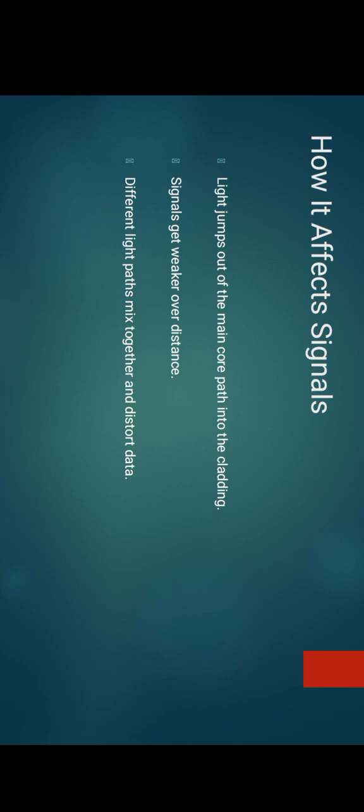How it affects signals? First one, light jumps out of the main core path into the cladding. Second, signals get weaker over distance. That is, for more distance, the signals may be weaker. Third one, different light paths mix together and distort data.